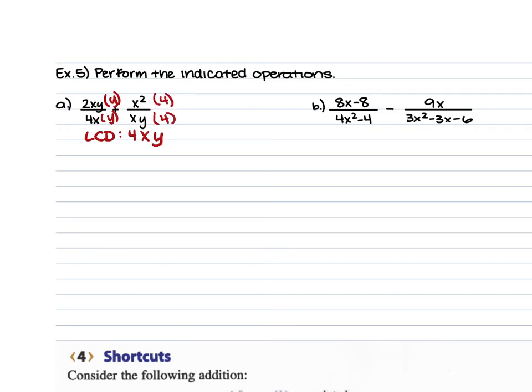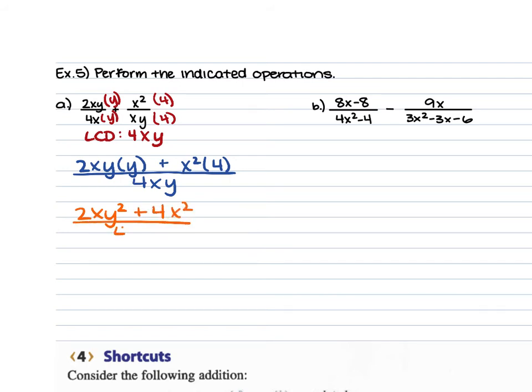So this is going to give us 2xy squared, or 2xy times y, plus x squared times 4, all over the least common denominator, which is 4xy. We simplify this, and we are left with 2xy squared plus 4x squared all over 4xy. Now, if you can factor, you can factor.